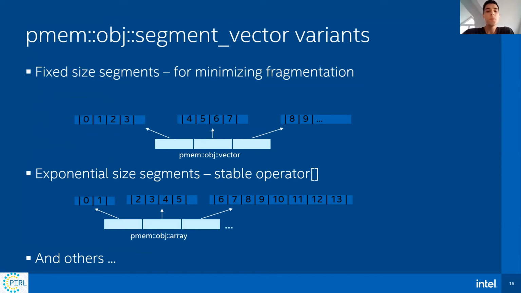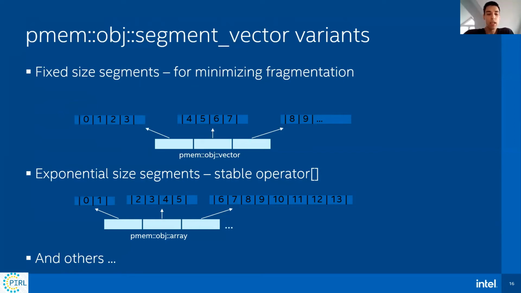Okay, so as I said, PMOBJ segment vector can be specialized using different policies. On this slide, you can see two different variants of segment vector. In the first one, we are using PMOBJ vector to hold segments, and each segment is of fixed size. This kind of segment vector can help you minimize external fragmentation. Since all segments are of the same size, the allocator has a much easier job finding free memory for later allocations.